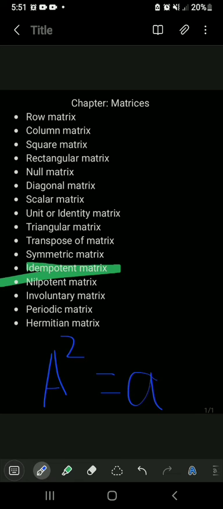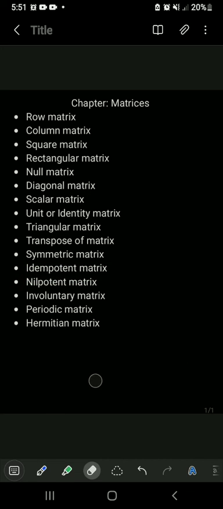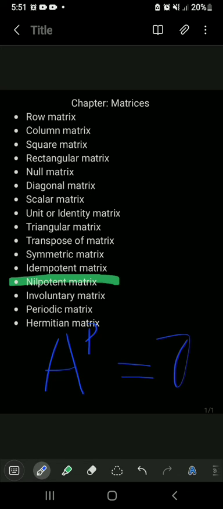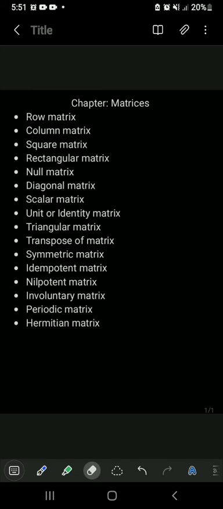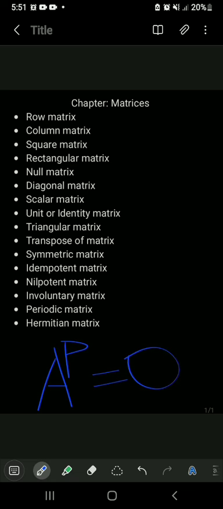Now, if we talk about nilpotent, it means A to some power is equal to 0. If we take a power of A, it becomes 0, like power 2 becomes 0. If it becomes 0, it is a nilpotent matrix.